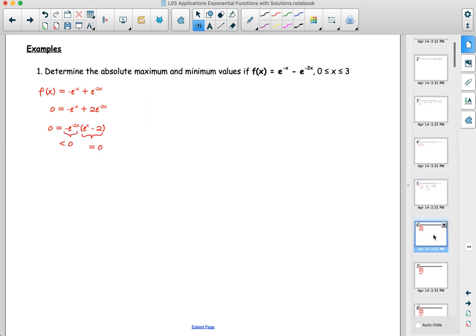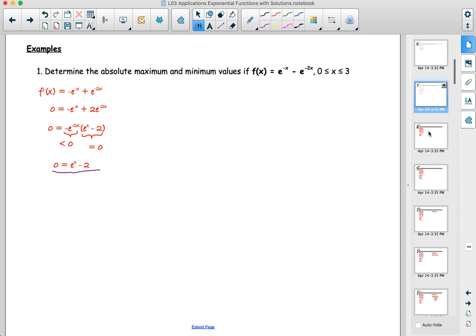So continuing. This will not be 0. This is an exponential function. It does not have an x intercept. But this piece can be 0. So e to the x minus 2 can be 0. So let's solve that. That has a solution. I'm going to start by bringing the 2 to the other side. Where is 2 equal to e to the x? And now I'm going to undo this by bringing that to the other side. And using advanced functions knowledge, I'm going to get x is equal to ln of 2.